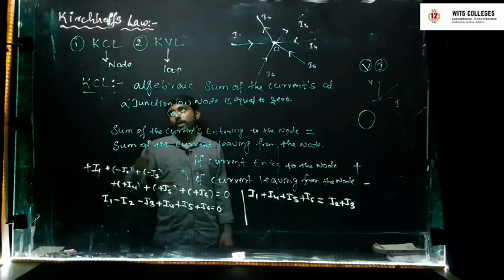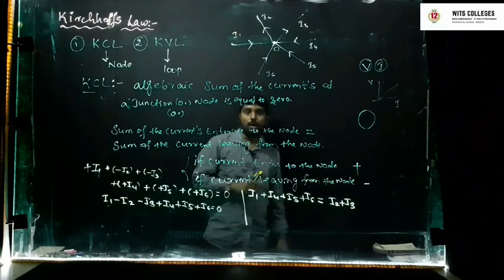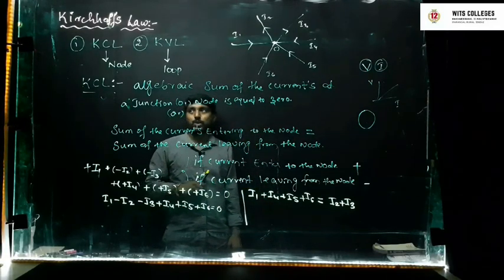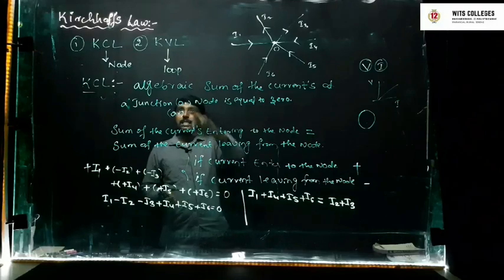The Kirchhoff current law is also called the point law or the charge law. It can also be defined as the charge law, junction law or node law. This is the Kirchhoff current law. Next one is the Kirchhoff voltage law.